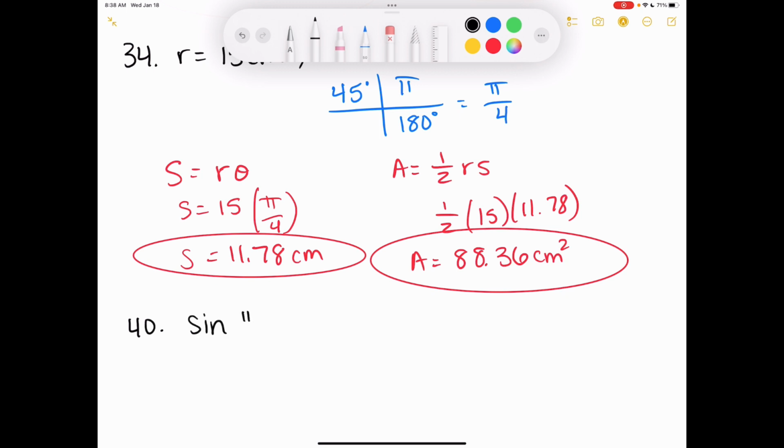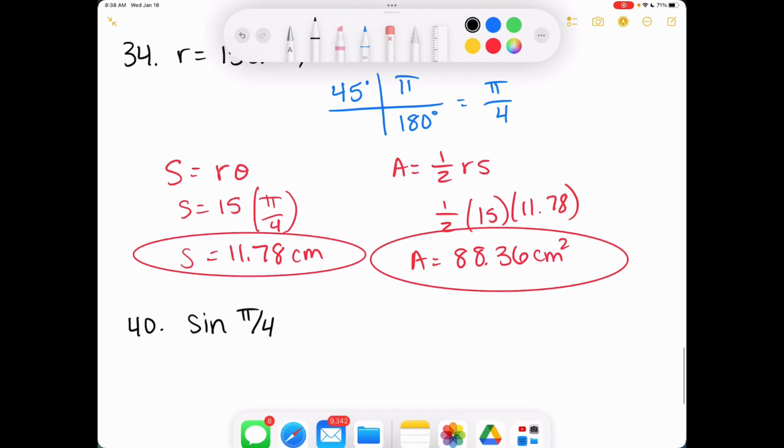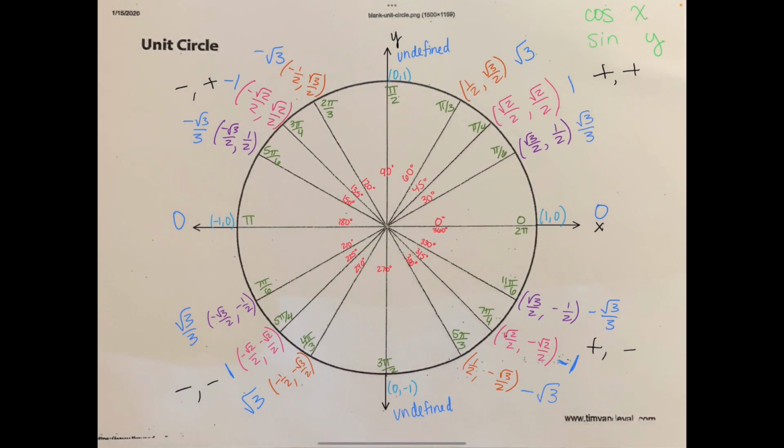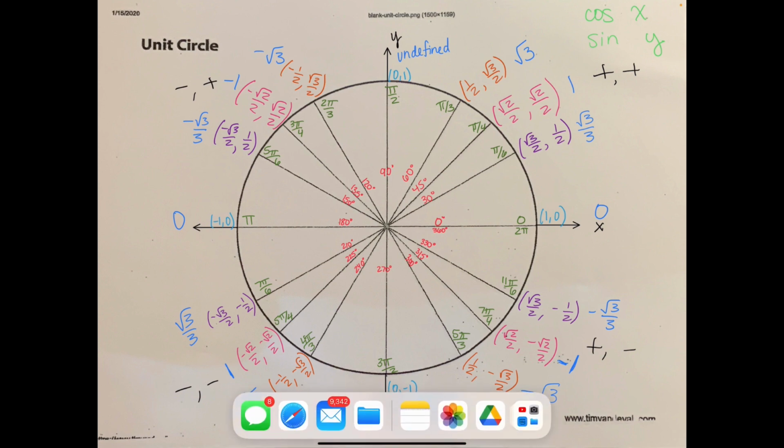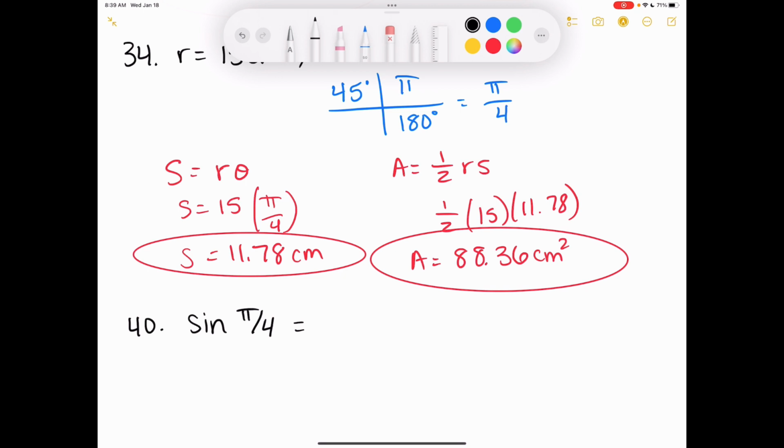The sine of pi over 4. So I'm going to go over to my handy dandy unit circle. Sine are y values. Okay. So the y value is the square root of 2 over 2. So this is equal to square root of 2 over 2. So that's what I mean by exact value. If it was something that we didn't know, you would just put it in your calculator and get a decimal.